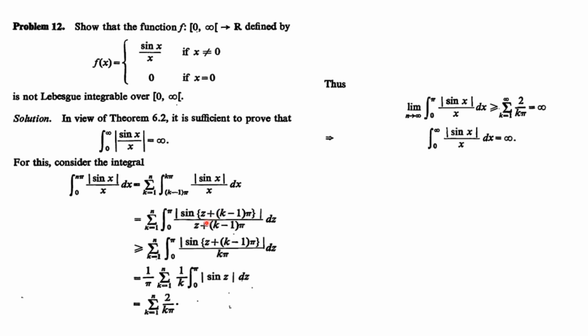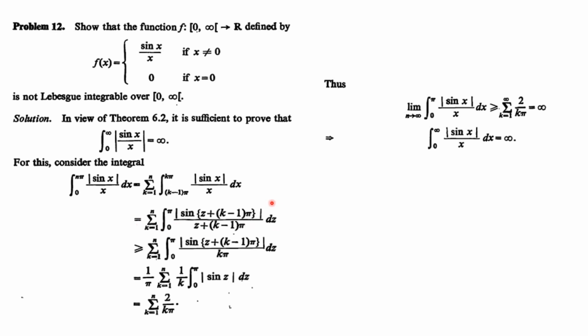So when you substitute x to be z plus (k minus 1) times pi, whenever x is (k minus 1) times pi, z is 0, and whenever x is k pi, z is pi. So we make a transformation here: we substitute x to be z plus (k minus 1) times pi, dx will be replaced with dz, and the limits will be changed. Now z varies from 0 to pi. So now just see, we get this integral.